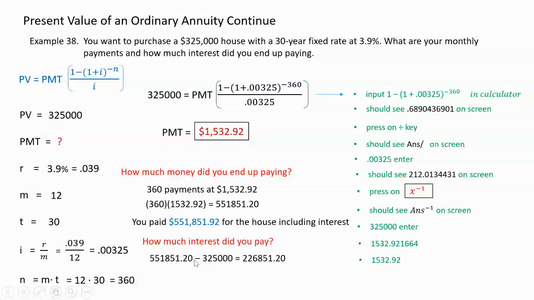So how much did you pay in interest? We subtract the 325, right? So this is what you end up paying, right? So we subtract what you borrowed. So we end up paying over $250,000. So we end up paying $226,851.20 of interest. How can you avoid this interest fee? I mean, the interest, you're always going to pay interest, but it's always wise to pay a little bit more on the principal every month. That way, you don't pay that much of interest.